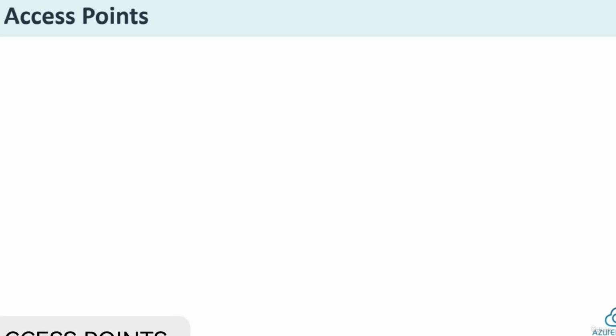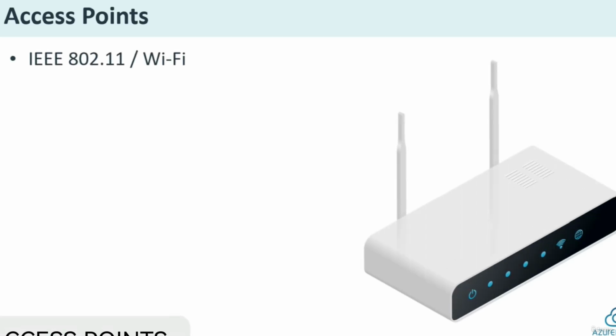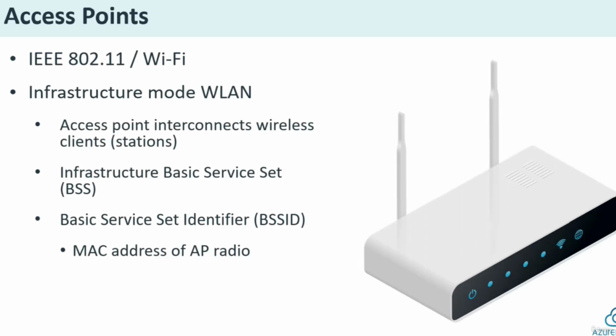Access point. What is an access point? Access point is a networking device that allows Wi-Fi devices to connect to a wired network, acting like a bridge between wireless and wired system. It broadcasts a wireless signal, enabling smartphones, laptops, and other devices to access the internet or local network.